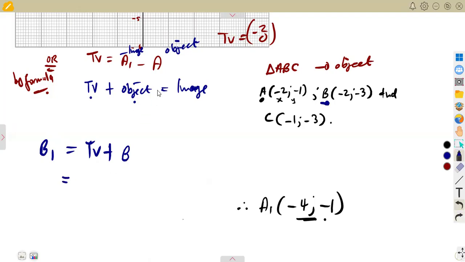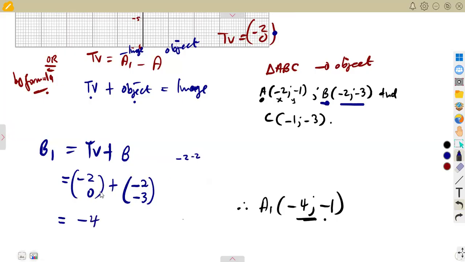So it is the translation vector, -2, 0, like this. Then we add our point B. What is the point B? We already have this point B, but we just have to write this as a vector, -2, -3. We add -2 plus -2. Remember your vectors. -2 plus -2 means -2 -2, which is -4. 0 plus -3 means 0 -3, and that's -3. So that's our point B1.